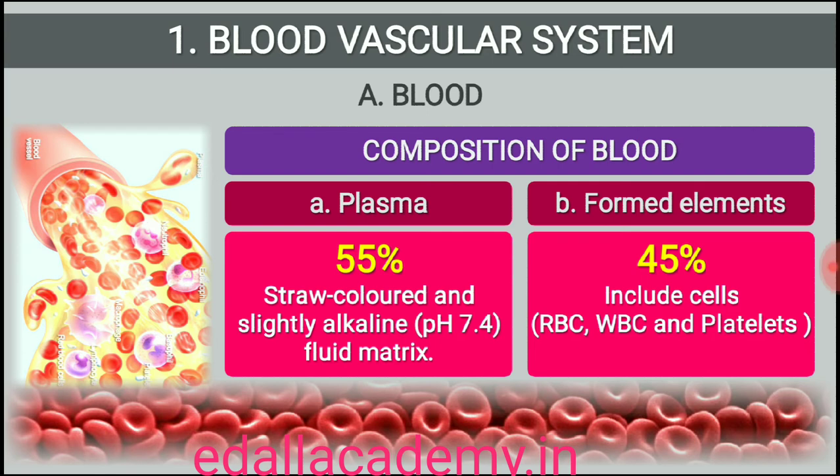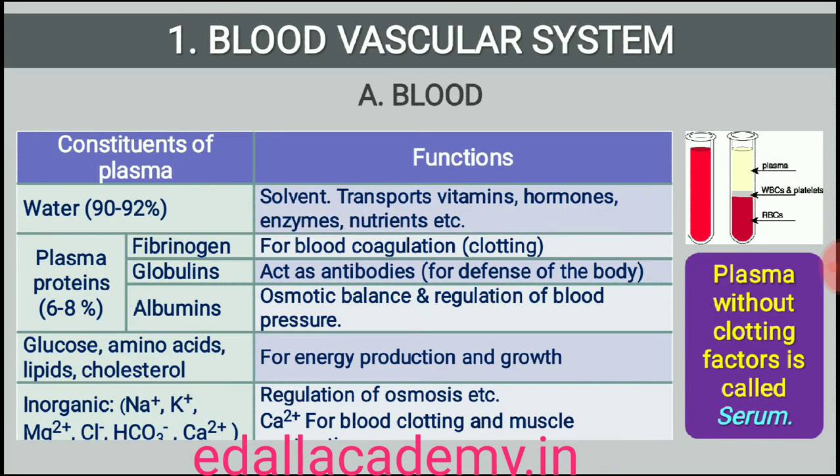Plasma. Plasma is a straw-colored, viscous fluid constituting nearly 55% of the blood. 92% of plasma is water and proteins contribute 6-8% of it. Fibrinogen, globulins and albumins are the major proteins. Fibrinogens are needed for clotting or coagulation of blood. Globulins primarily are involved in defense mechanisms of the body and the albumins help in osmotic balance.